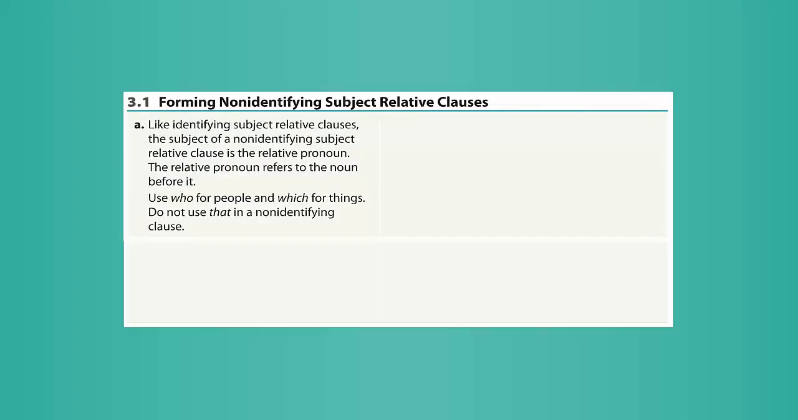Now we're going to learn how to form non-identifying subject relative clauses. Like identifying subject relative clauses, the subject of a non-identifying subject relative clause is the relative pronoun. And the relative pronoun refers to the noun before it. We use who for people and which for things. Remember that we don't use that in non-identifying clauses.